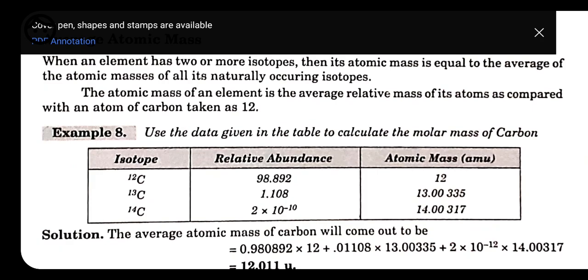So first we have to know the abundance in which it is found in the atmosphere. That is given in your books only, because we are not going to get it from the atmosphere directly. So all this data is already given in the book for the elements which have isotopes.